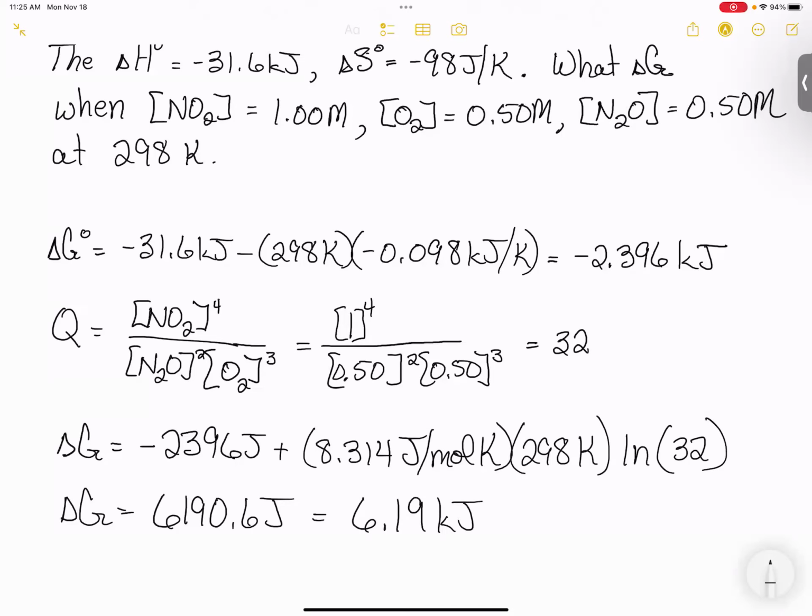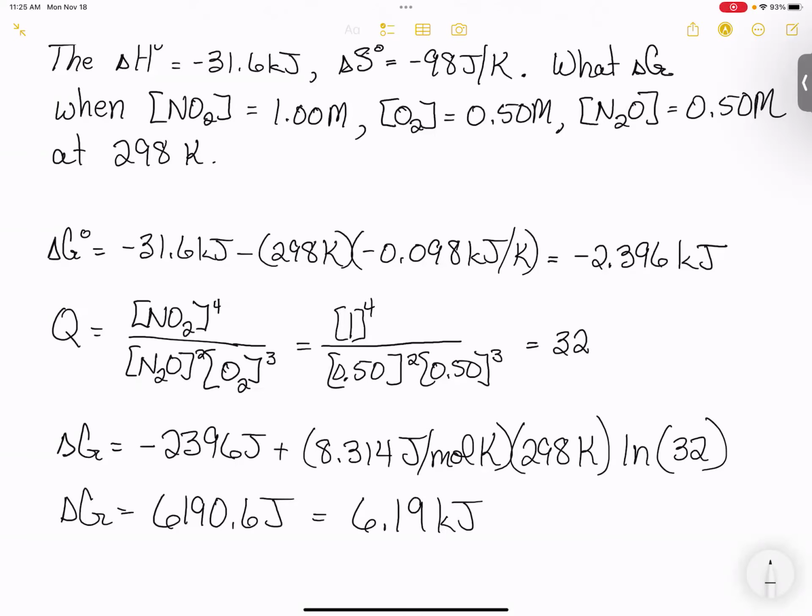And you get a delta G of 6,190.6 joules, or positive 6.19 kilojoules. So under these conditions, this reaction is not going to occur without some external influence, such as a change of temperature, where it did occur under standard conditions. Questions?